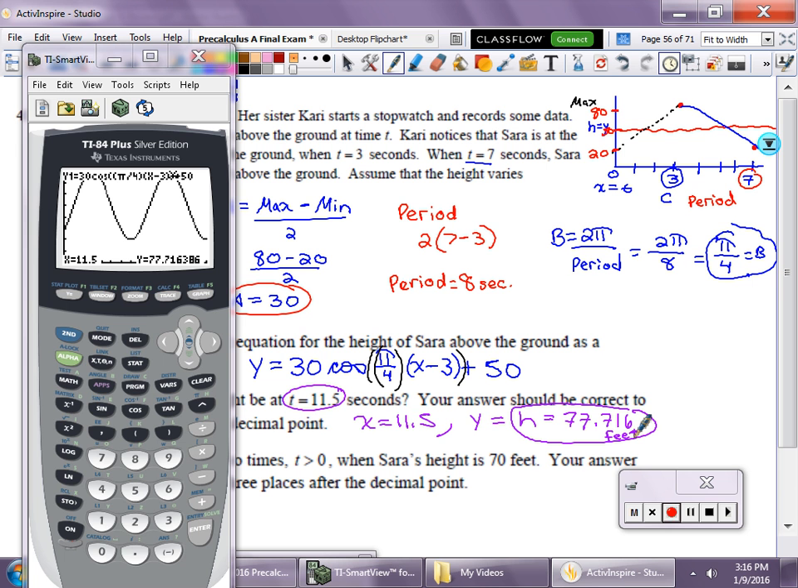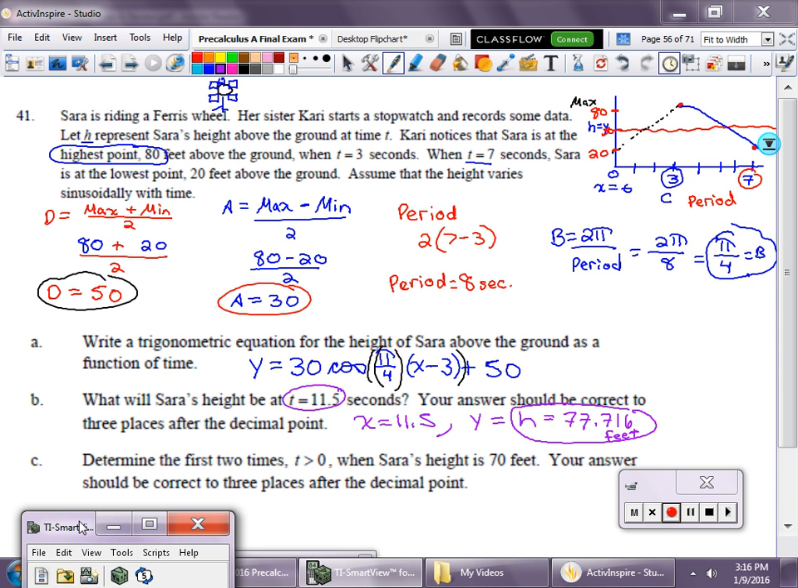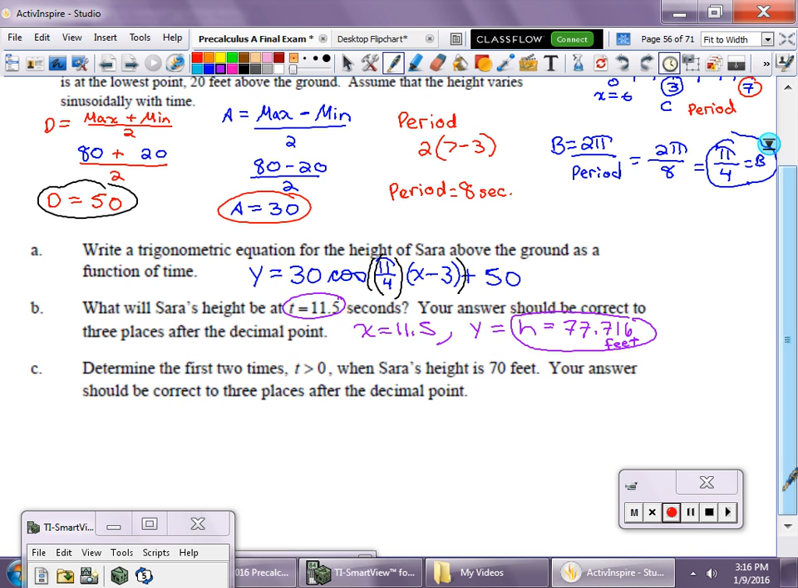Okay, next question. Let's see what we have. Determine the first 2 times. Okay, they want 2 answers for x. When t is greater than 0, time always must be greater than 0. So x is equal to t. We're going to have 2 t values, t1 and t2.